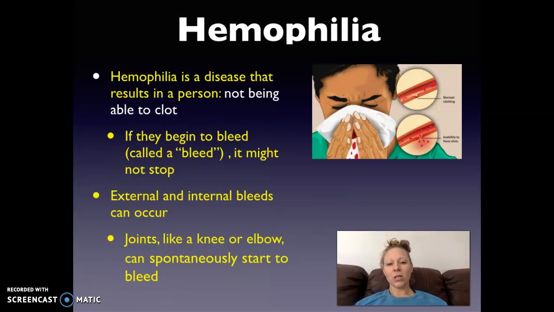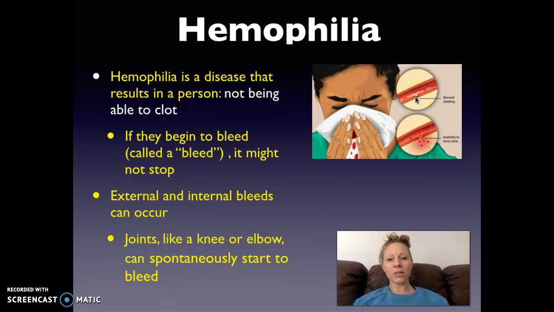So before we get started defining what sex-linked traits are, let's talk about a couple of diseases that occur. And these are going to be due to sex-linked traits. So one is hemophilia. I want you guys to know that it is a disease that results in a person not being able to clot. So if you see here, there's a blood vessel, and what clots do is there are proteins and chemicals in the blood that allow for a clot to occur and to stop bleeding.